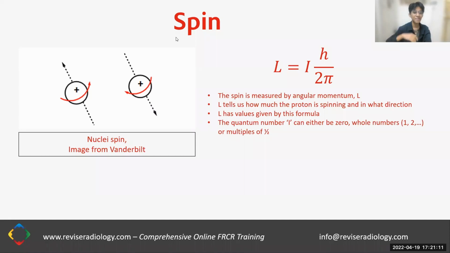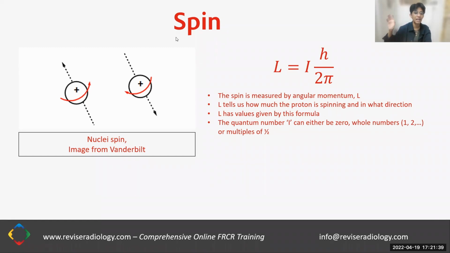You can think of it that way. It's a number with a lot of significance in the universe, but for our purposes, it's just a number. 2 pi again are numbers, and I is a number which can have different values. So I here can either be 0, it can be a whole number like 1, 2, 3, 4, or it can be a multiple of half. So it can be 1 by 2, 3 by 2, 5 by 2, etc. And the spins of different protons are given by this formula.